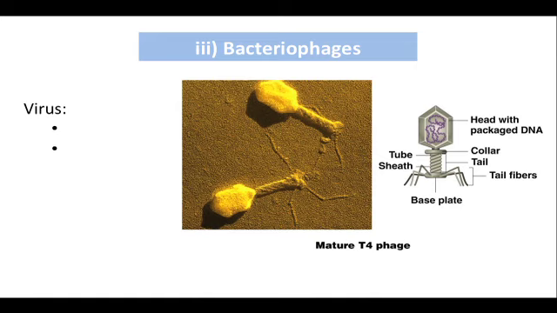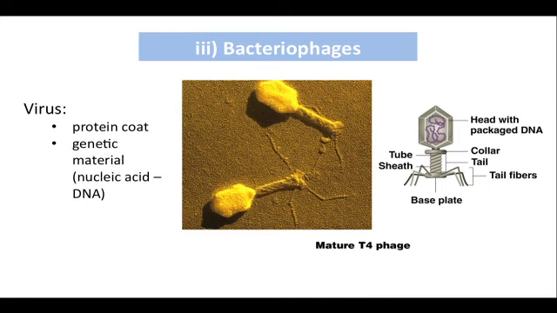And that virus, like all viruses, only has two real components. It has a protein coat, and that's what the head and kind of injection machinery is made of. And it also has genetic material that is packaged within that head, and that is nucleic acid always. In the case of bacteriophages, it's usually DNA, but it can be RNA.